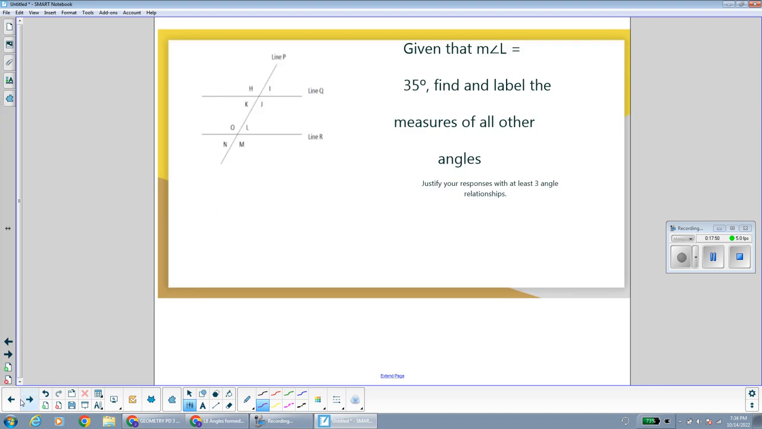If angle L is 35 degrees, we can use our angle relationships to find the rest of the angle measurements. I know that angle L and angle I are corresponding. This is top right. That's also top right. They're in the same position. I know that vertical angles are always congruent. So K is vertical to I, N is vertical to L.